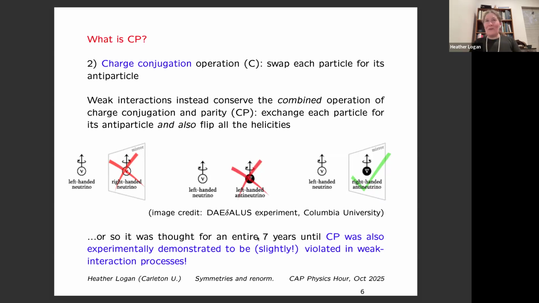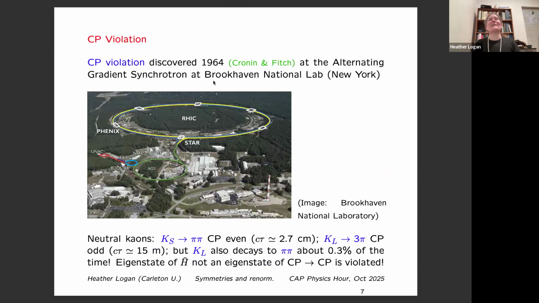Now, I said the combined operation is conserved. It was believed to be true for an entire 7 years after the discovery of parity violation, until CP was also experimentally demonstrated to be slightly, only slightly, violated in weak interaction processes. So now we're in the mid-1960s. CP violation, again, was discovered in the kaon system.